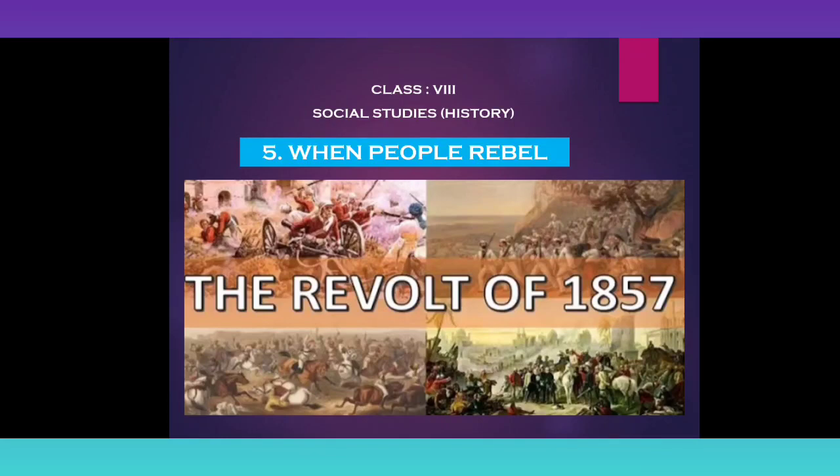Okay, so this is going to be class 8 history chapter 5 according to the updated NCERT. When People Rebel, the Revolt of 1857 and After. This chapter is a lengthy one, but if you know the story, it is going to be easy for you.